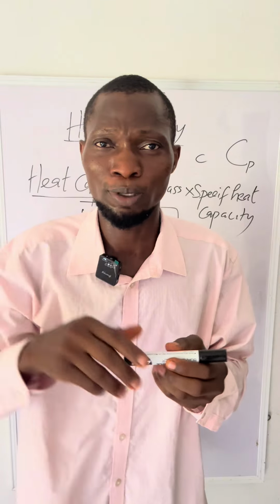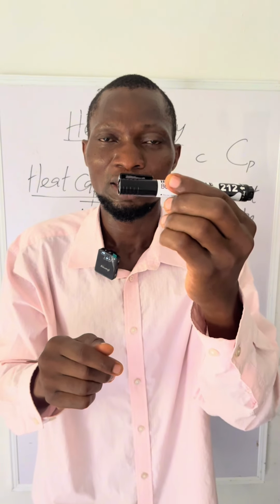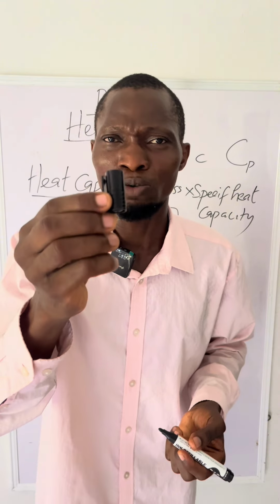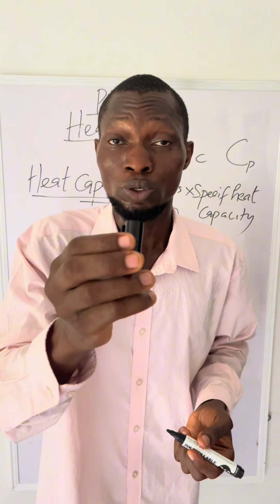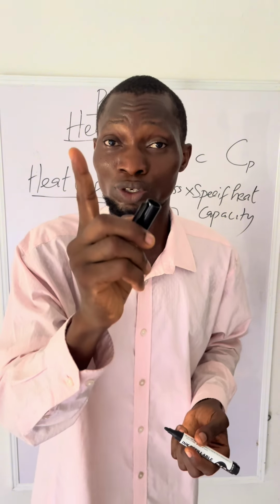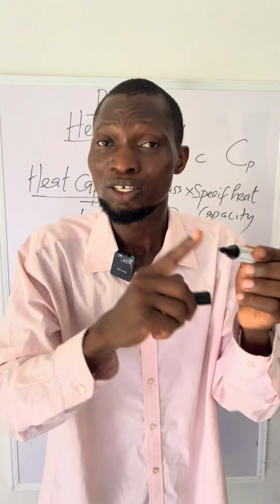One, it depends on the mass of the body. Why? The reason is that if this is made up of the same material, let's say aluminium, and this is 1 kilogram of aluminium, I know that I need 900 joules of heat to increase this 1 kg of aluminium by 1 degree Celsius. But this seems to be more than this, so let's say this is 5 kg. It means that I will need more heat to raise its temperature by 1 degree than I need for 1 kg, because this has more mass.